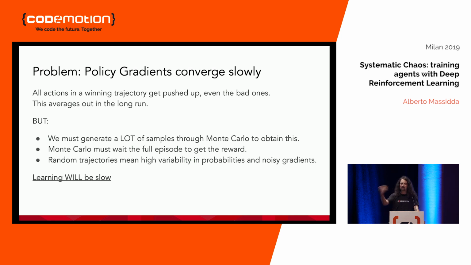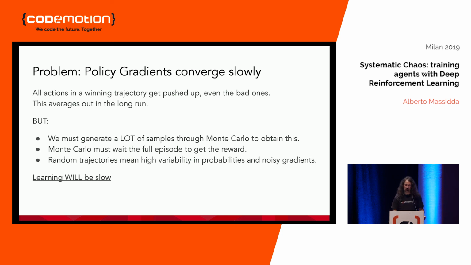But this is okay, because by the effect of Monte Carlo sampling, this in the long run averages out. This is because the mistakes will not happen that often in winning trajectories. Why? So they will get pushed up, but they will get pushed down more and more often in bad trajectories. When a lot of mistakes will show up, all the mistakes will be pushed down. And so in the end, good actions will appear more often in good trajectories, which will be pushed up. And the mistakes will tend to appear in bad trajectories, pushed down. At the same time, lowering the chance of seeing a mistake in a winning trajectory in the long run. This works. But the problem is that we must generate a lot of samples through Monte Carlo to obtain this. And Monte Carlo must wait for the full episode of the game to get the final reward. So you have to wait for that.